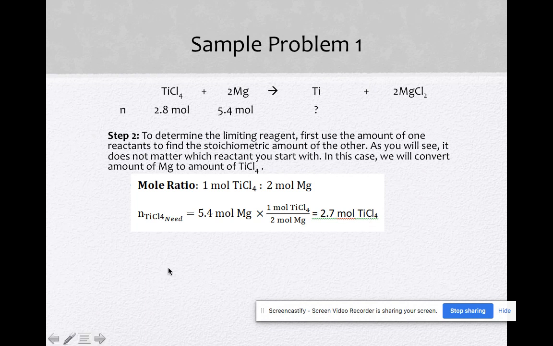But now what we need to do is compare the amount of titanium chloride that we need with the amount of titanium chloride that we actually have during this experiment. And if you notice, this here is the amount that we need. Excuse my writing.